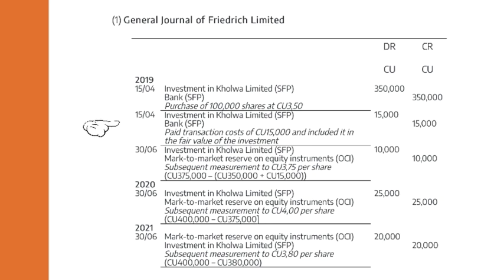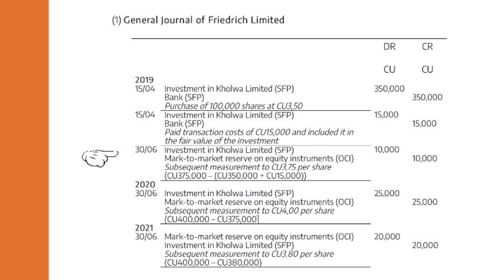So your first journal entry, debit investment credit bank, is the recognition of the investment in shares at the fair value of those shares on the date. The second journal, debit investment credit bank, is the capitalization of your transaction costs of 15,000 Rand. They are not an expense. If you are in the category at fair value through OCI, you are not allowed to expense your transaction costs on day one. They have to form part of the initial cost of this investment.